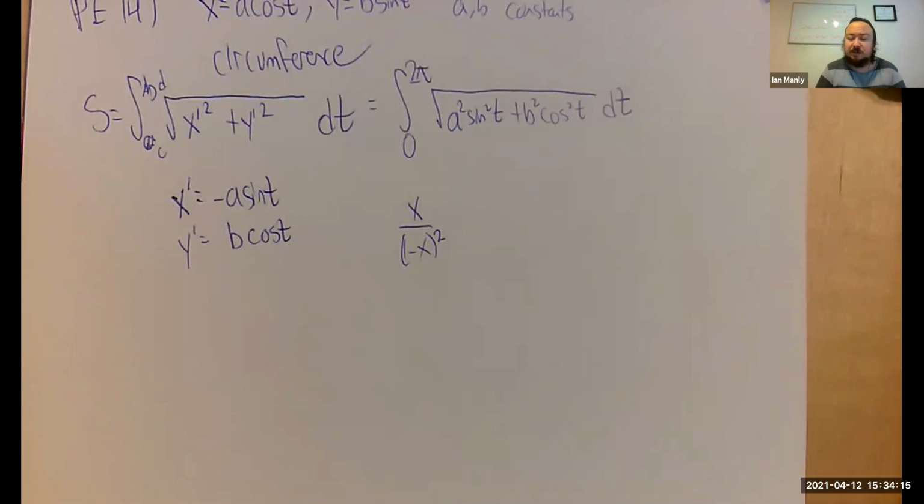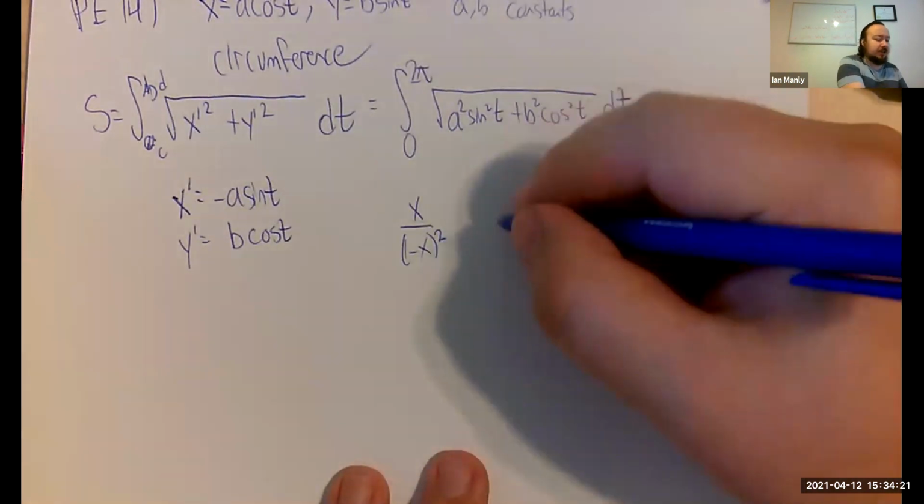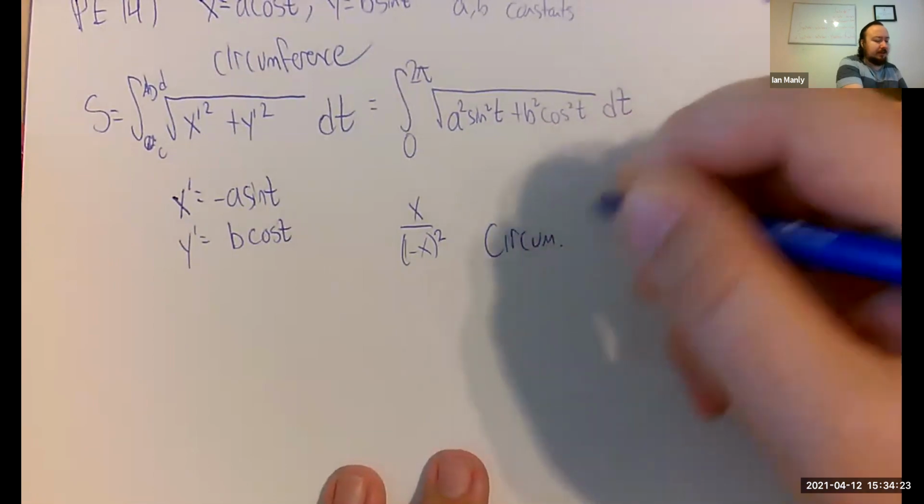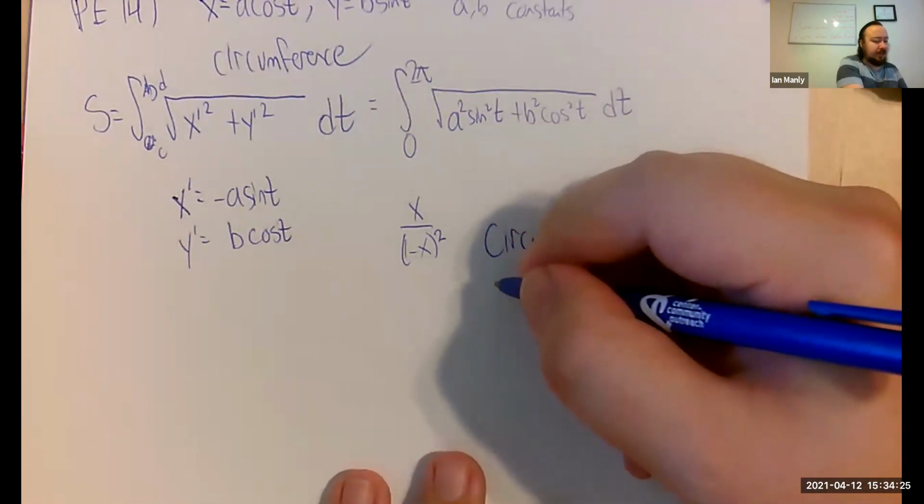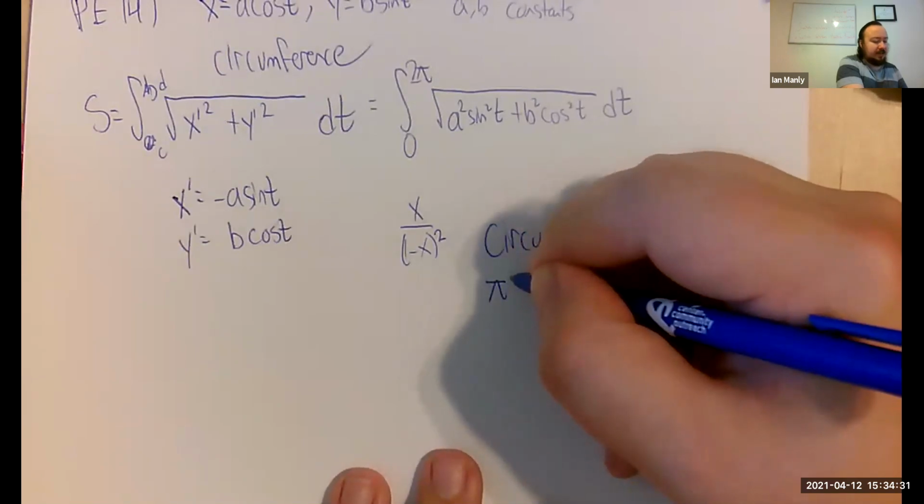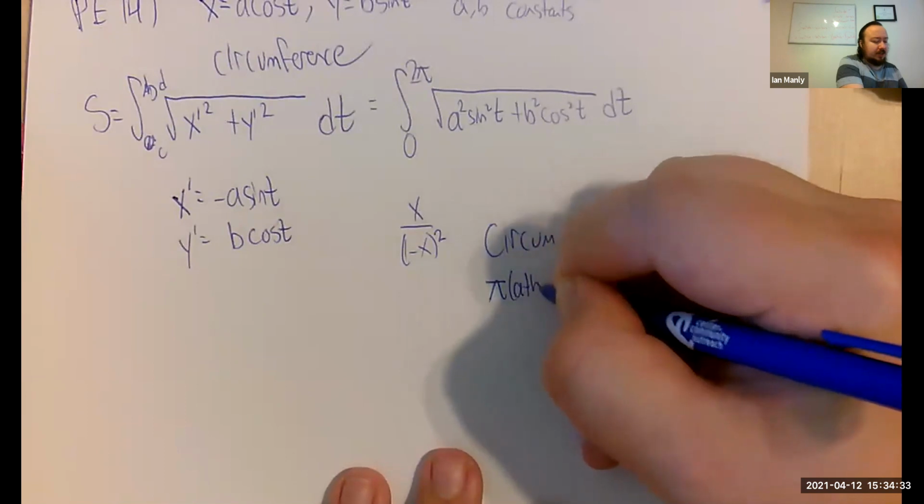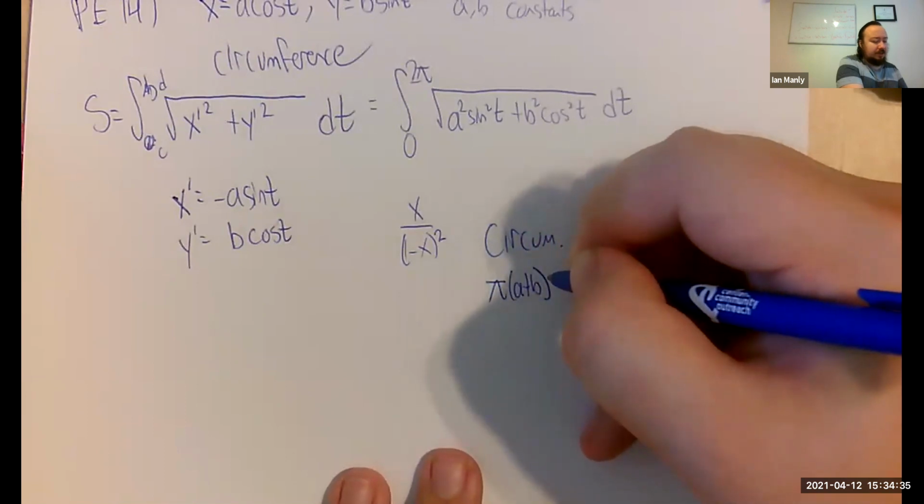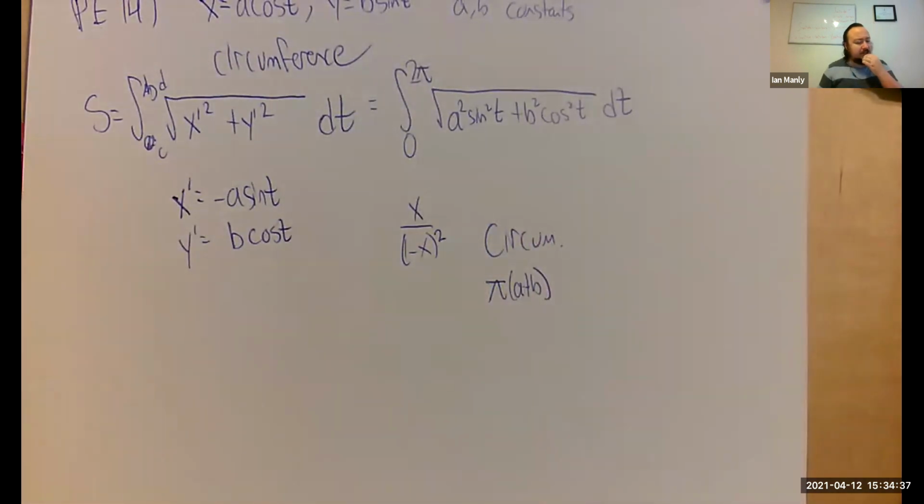Is the formula for the circumference the same for a circle and an ellipse? Well, an ellipse doesn't have a well-defined radius. The circumference for an ellipse is going to be, what is it? It's going to be pi times a plus b, is that what it is? Oh, geez, it's been a long time. Well, you don't need to know the circumference of an ellipse for this.